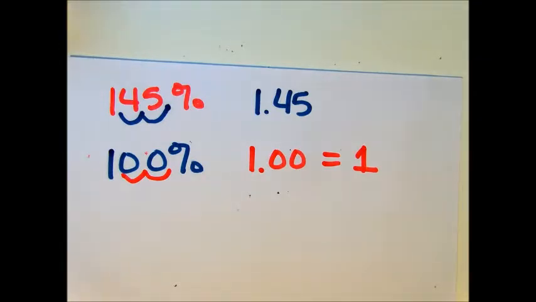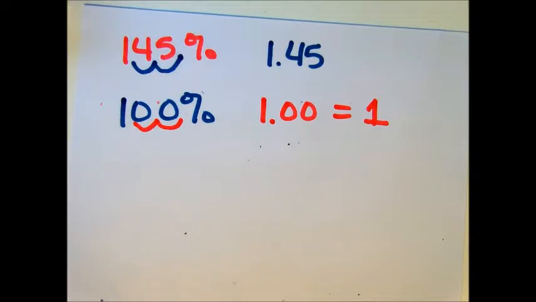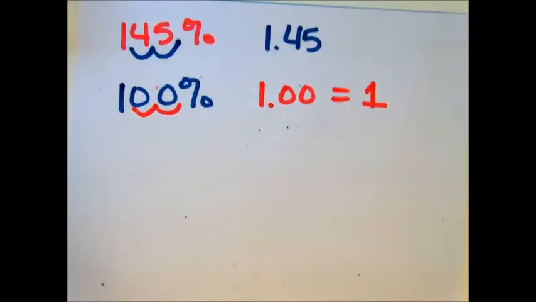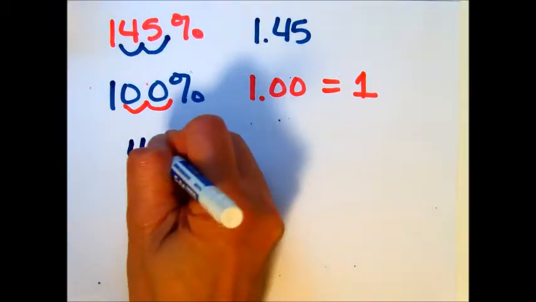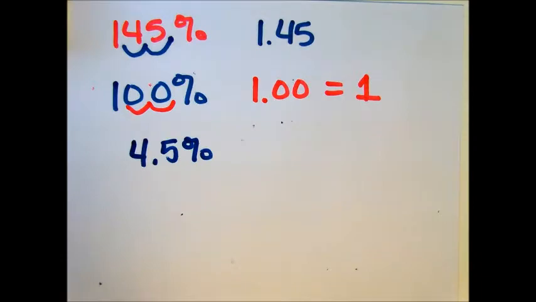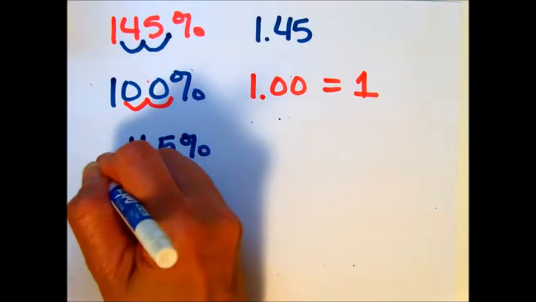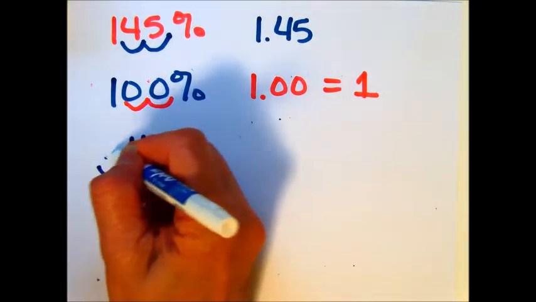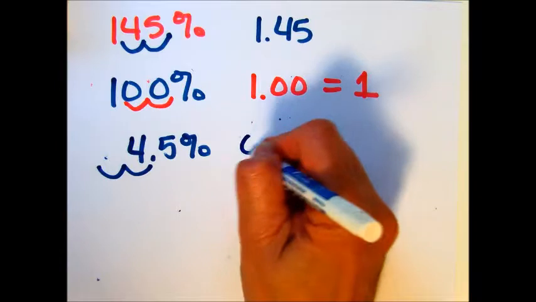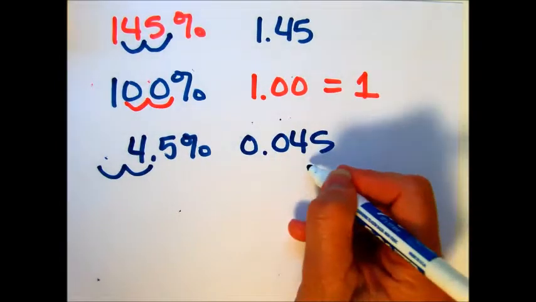Let's see if there's anything else. Oh, there is one other thing I want to show you, or actually 2 other problems. These are kind of tricky ones, just to keep you thinking. Say we have 4.5%. If we follow the trick, we're going to move 2 places to the left. So again, I want to put a 0 in here as a placeholder. So 0.045, or 45 thousandths.